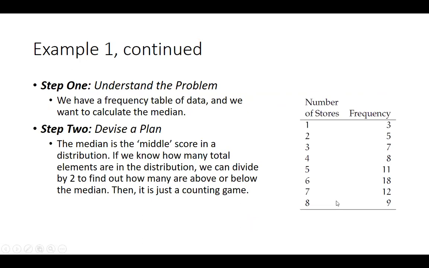Our 4-step problem-solving process returns. It will never go away. Step 1, understand the problem. We have a frequency table of data, and we want to calculate the median. Step 2, devise a plan. The median is the middle score in a distribution. If we know how many total elements are in the distribution, we can divide by 2 to find out how many are above or below the median. Then it's just a counting game.